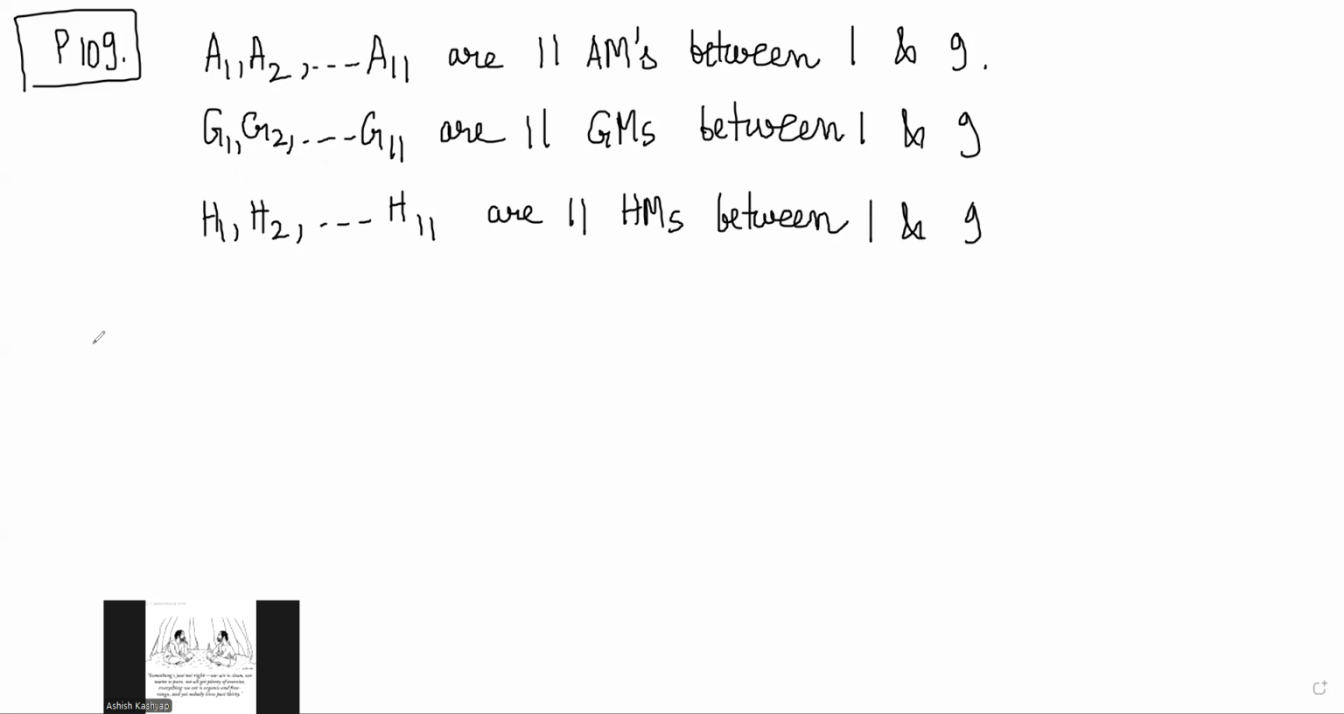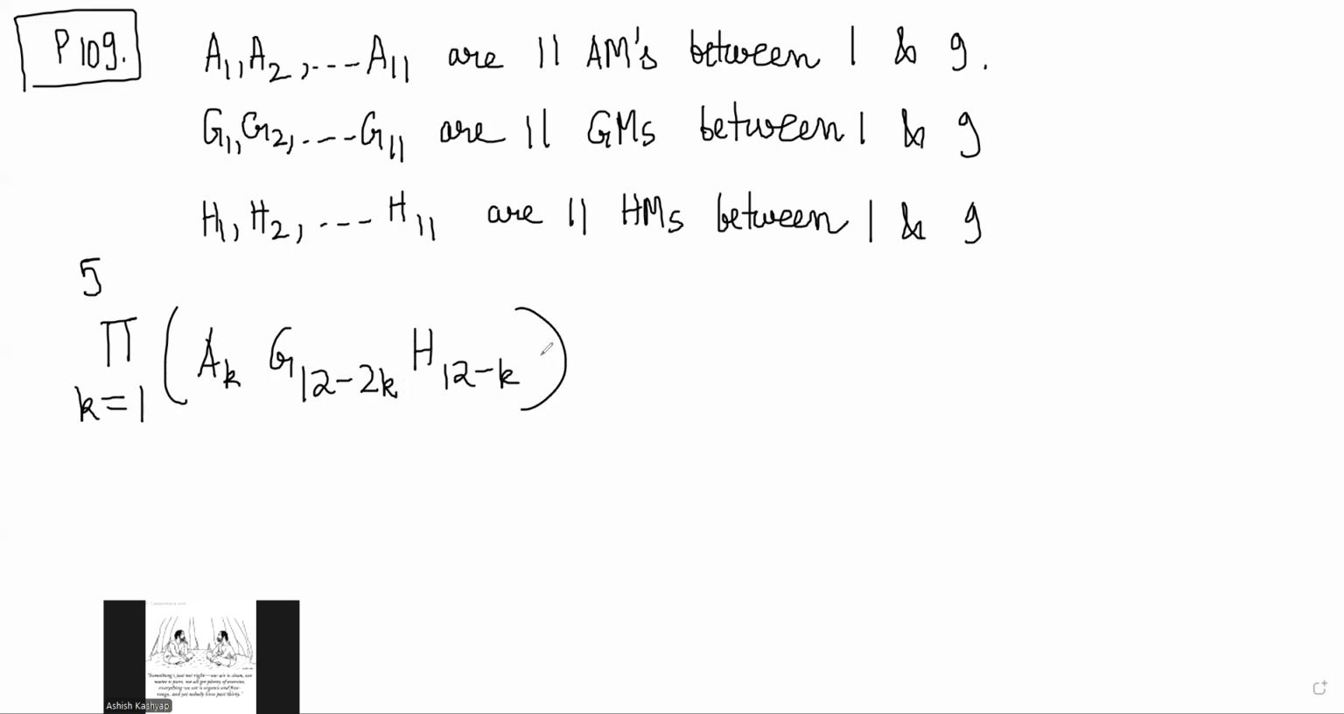We have to evaluate the product, K goes from 1 to 5, of AK, G of 12 minus 2K, and H of 12 minus K. So we have to calculate the value of this product. Our job is to figure out what all this AK, G of 12 minus 2K, H of 12 minus K, and so on, is, right?